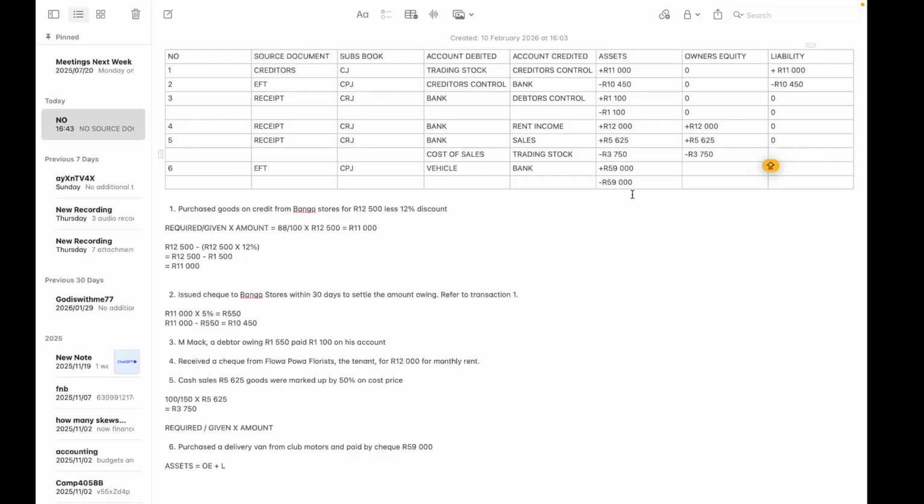Likewise, with cost of sales, minus 3,750 equals minus 3,750 plus 0. Again, it's balancing out. And then lastly, with our vehicle, it's going to be plus 59,000 minus 59,000 equals 0 plus 0, because nothing is affecting our owner's equity and our liabilities.